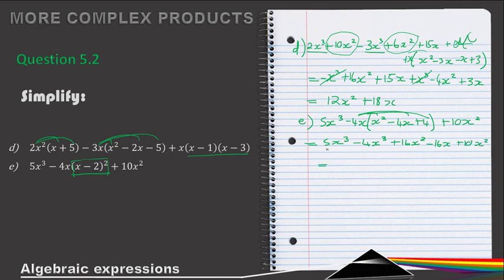My like terms are these two. So that's going to be just x to the power 3. Then the squares are this one and this one. So that's 16 plus 10. That gives me plus 26x squared minus 16x.